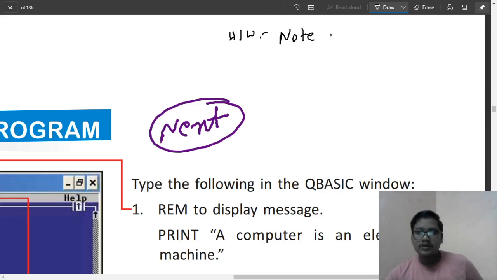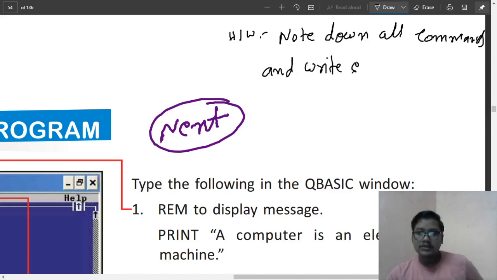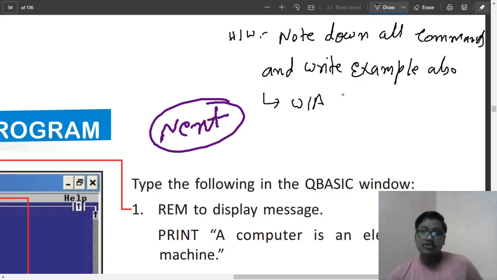Note down all commands and write example also. This is your homework that you should send me on WhatsApp. You can send me on WhatsApp, but in group only. In group only. Okay.